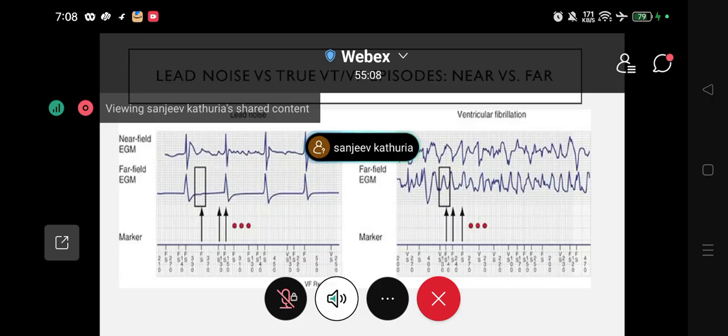Let's go to a true ventricular fibrillation. In a true ventricular fibrillation, the near and far field both are showing fibrillation. It has to give a shock.